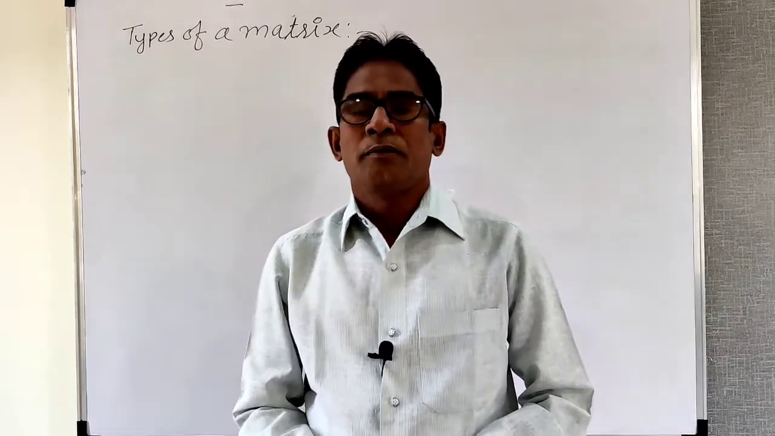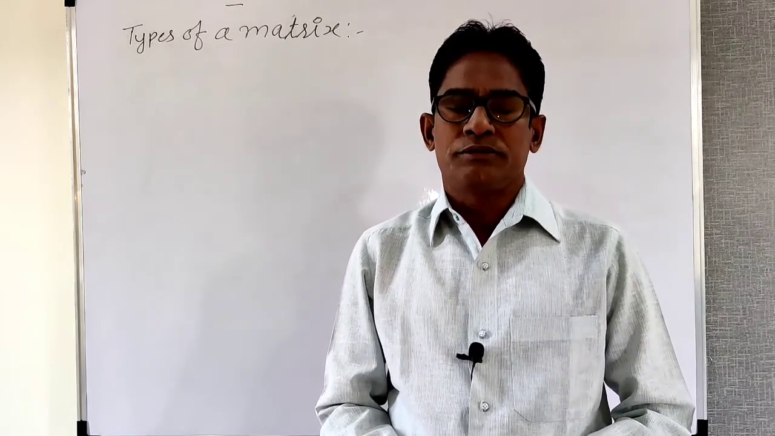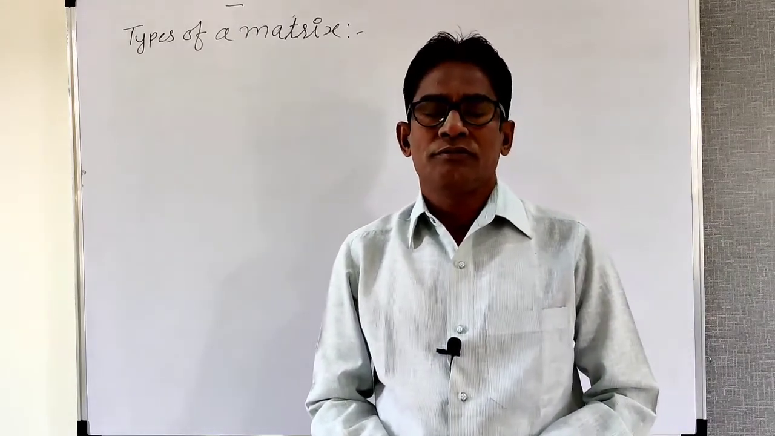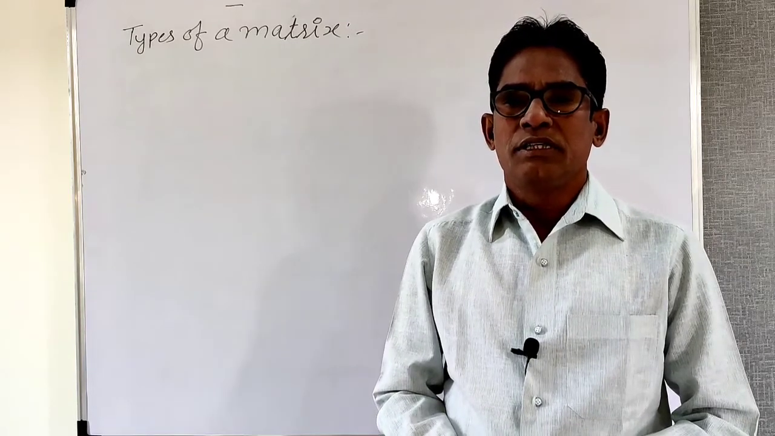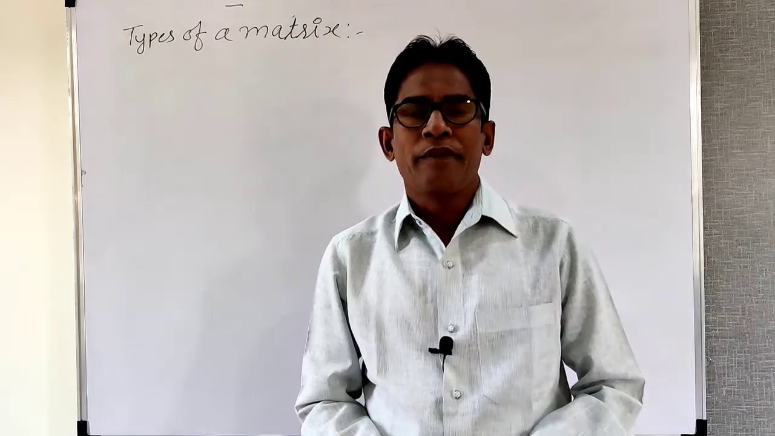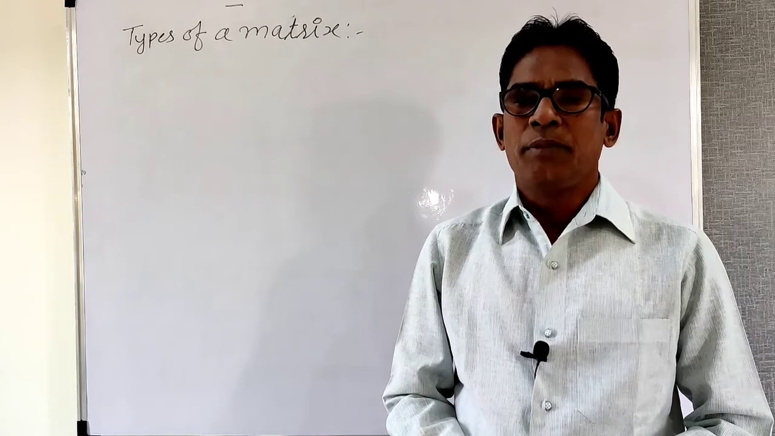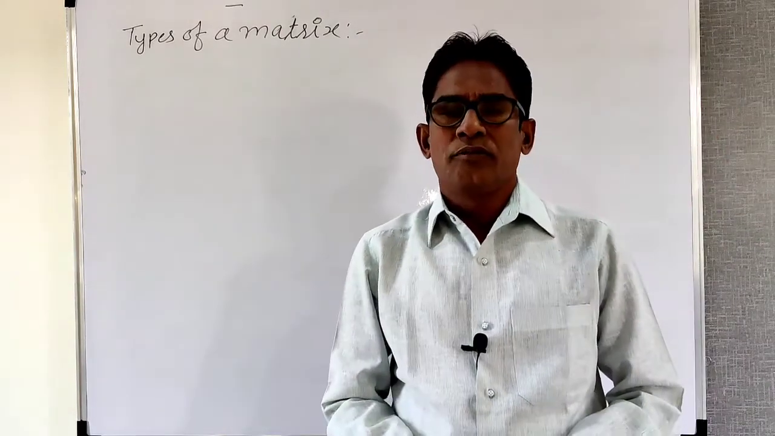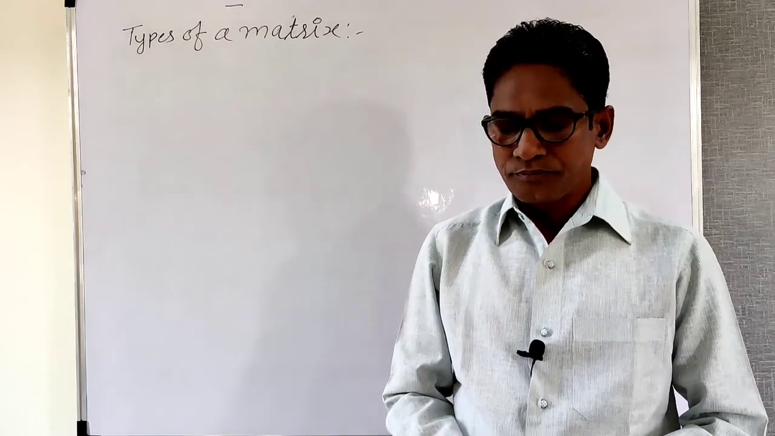Matrix is a rectangular arrangement of numbers in rows and columns. So a rectangular arrangement of numbers in rows and columns is known as matrix, and every number in a matrix is called element of matrix. So there are many rows and many columns in a matrix.